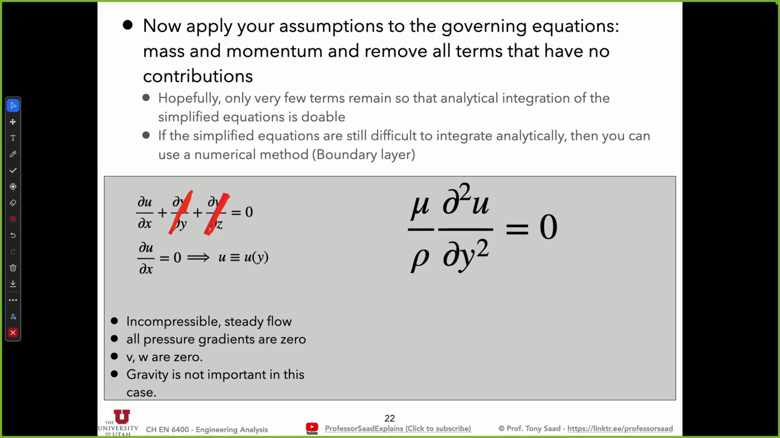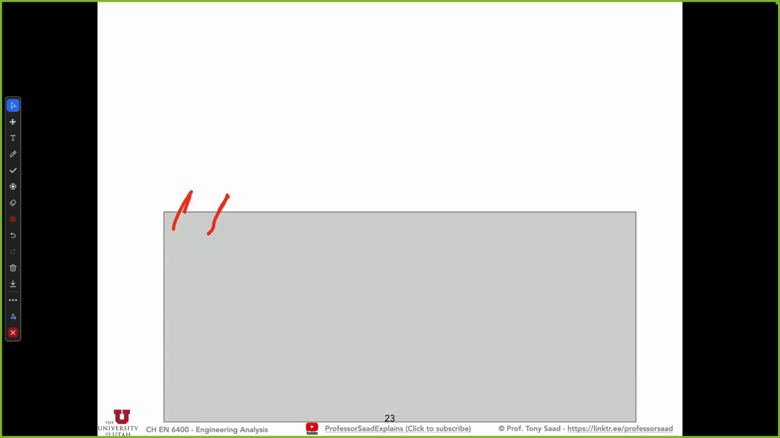Now, because u is only a function of y, this turns into a total derivative, and it's just that very simple equation. Second derivative of u is equal to 0. Now, I want to connect this to why I expect the profile to be linear. So let's integrate this.